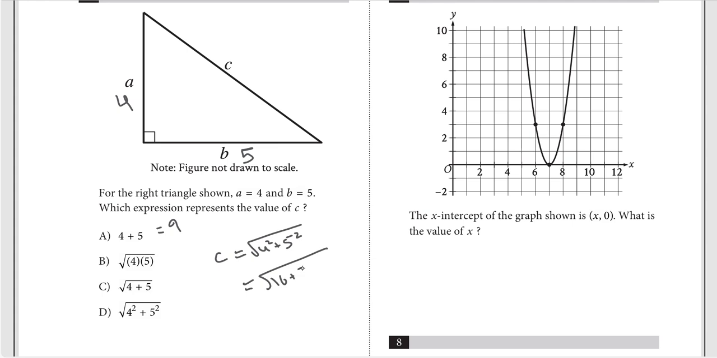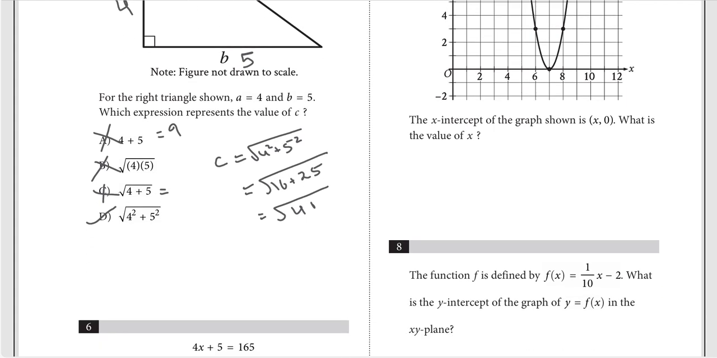So it's 16 plus 25 and this would give us 41. Now we know it's not this because it's not a perfect square. It's not the second one because it's root 20. It's neither this because it would be root 9 and that is a perfect square of 3. And the last one is correct because that's exactly what the equation tells us.